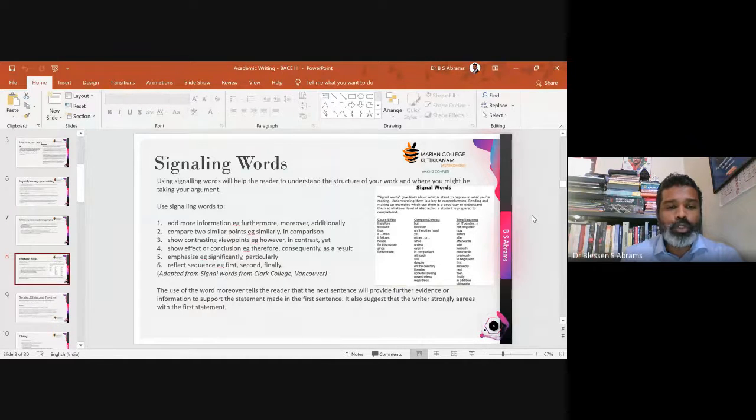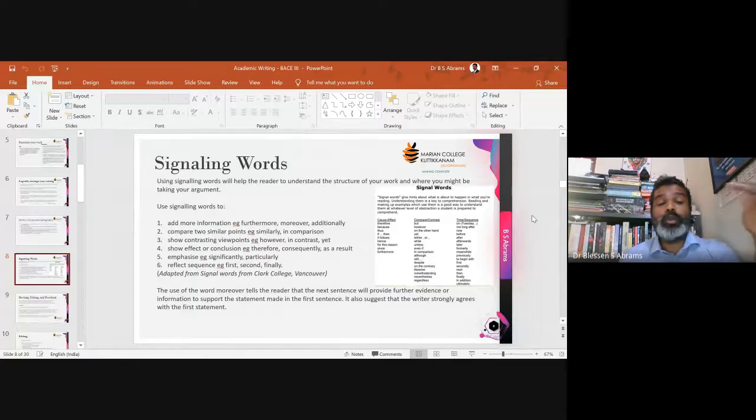So the fourth one, show effect or conclusion. Therefore, consequently, as a result, as a conclusion, to conclude with. There are a lot of signaling words that can be used for conclusion, to show effect as well. So for emphasizing, if you want to reiterate a particular point, you should mention significantly, particularly, or reflect sequence: first, second. That's very important, by the way.